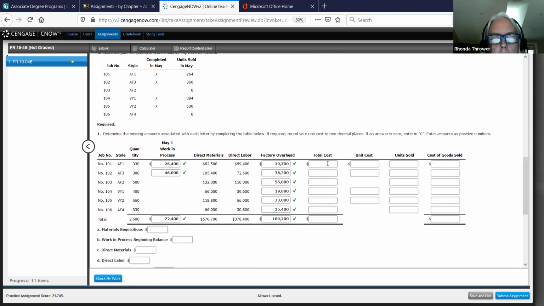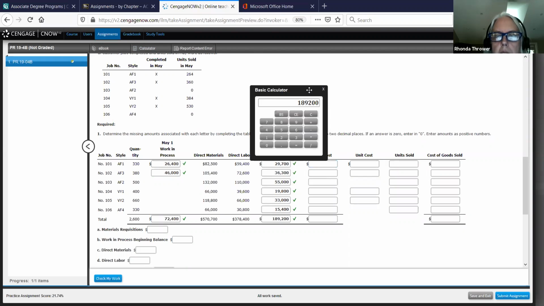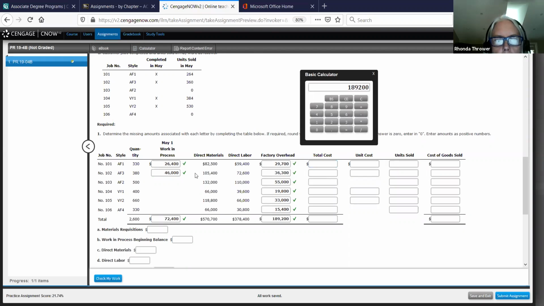Now, to find the total cost of each job, if we had beginning work in process as we did with job number 101, that becomes a part of the total cost of the job for this period of time. So we're going to add the beginning work in process plus the direct materials plus your direct labor plus your applied factory overhead to get the total cost. So I don't know what that is, so I'm going to pull out my calculator and I'm going to add these costs up, starting with 26,400. To that beginning work in process, I'm going to add 82,500.